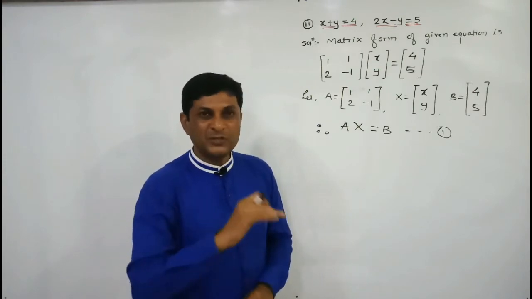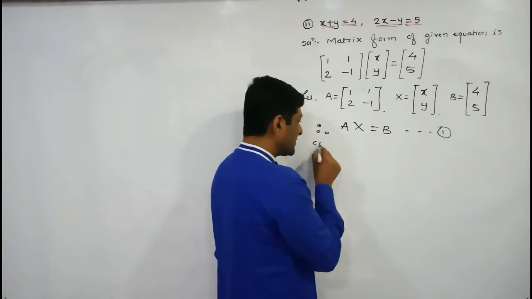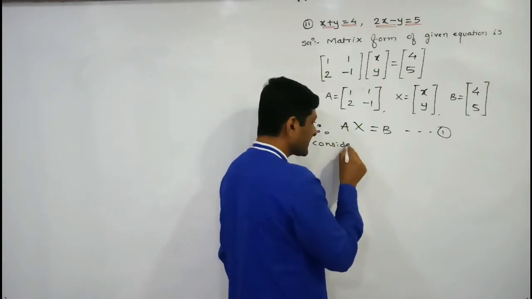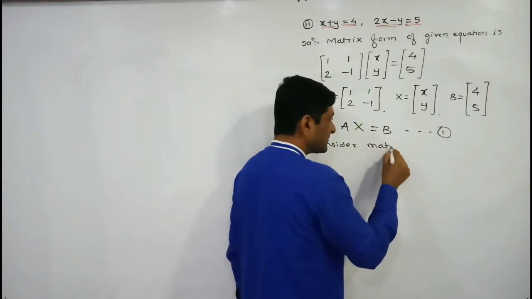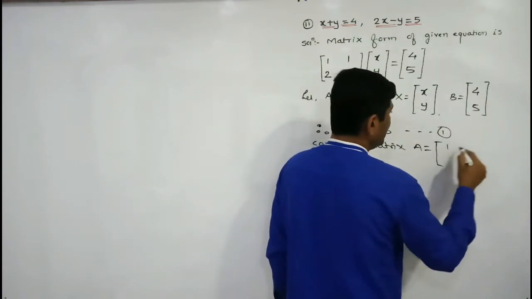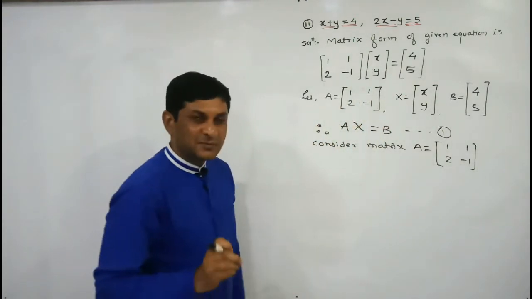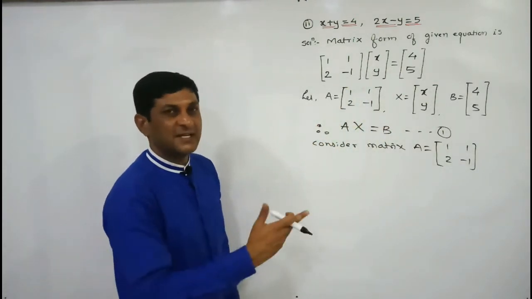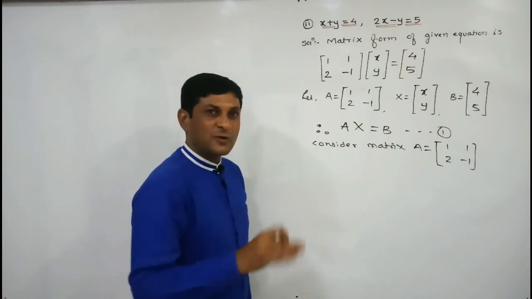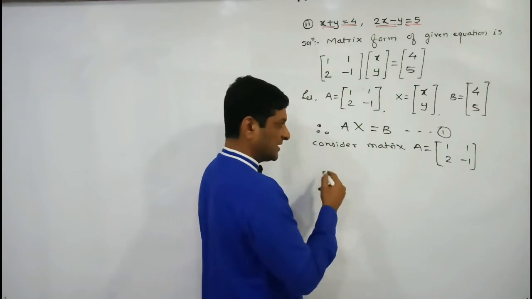Now our aim is to find the inverse of this matrix. So consider matrix A. And what are the elements of the matrix? 1, 1, 2, -1. Now we are converting this matrix into the identity matrix, and here I am giving priority to applying the row transformation method. Let us see what we will get if we apply the row transformation method here.